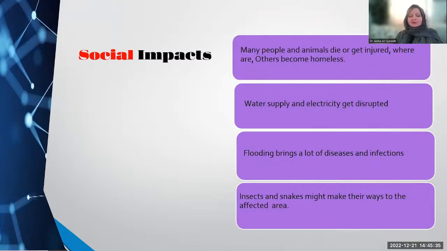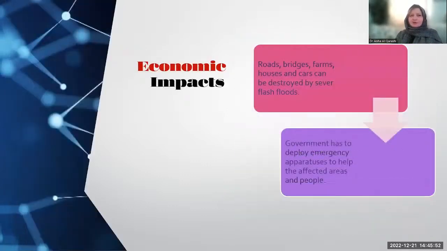There are social impacts because many people and animals can die or get injured because of floods and can lose their homes. Water supply and electricity can be affected. Flooding brings a lot of diseases, and also insects and snakes can be there. A very important thing is the economy can be affected because infrastructure can be affected badly by floods, and we saw that in Jeddah, and also we saw that in Oman, and a lot of people lose their properties. So that all affects the economy, of course.